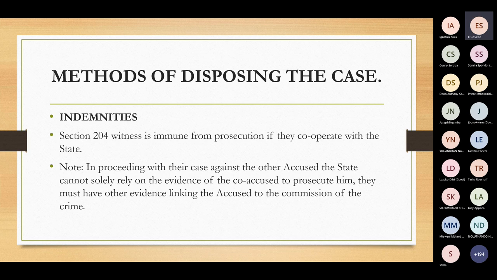That is why the court would want something else independent of that. Of course, the court will rely on what this 204 witness is going to say, but it will also want corroboration from another type of evidence.